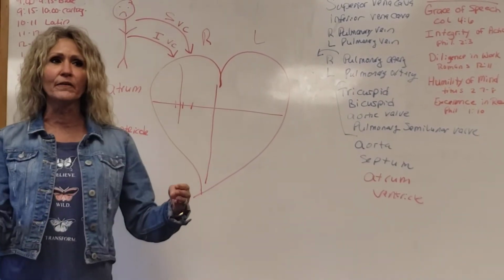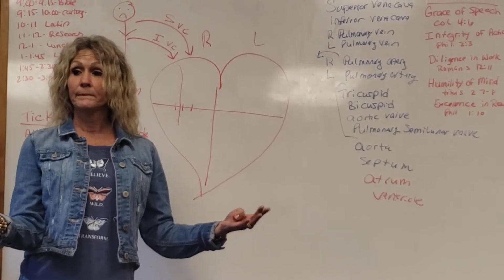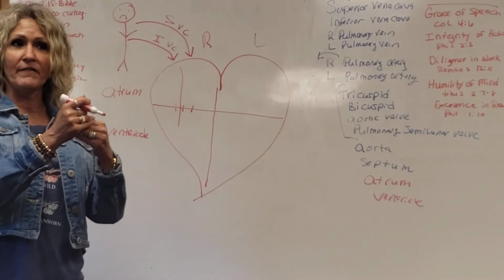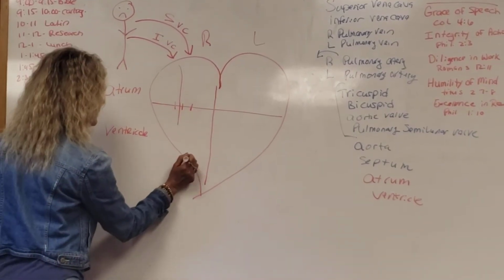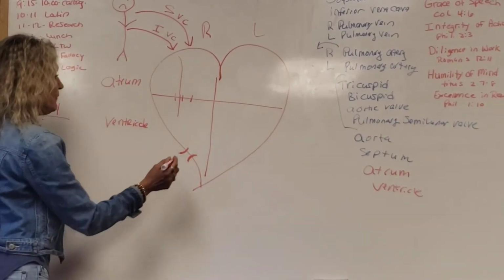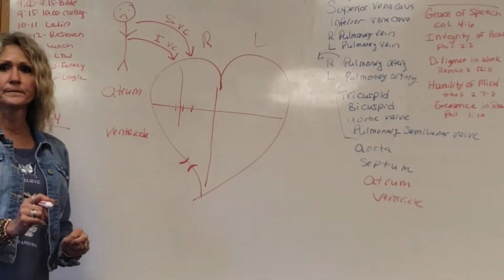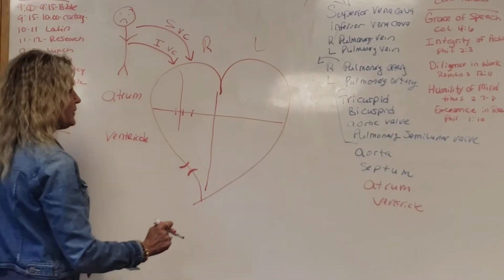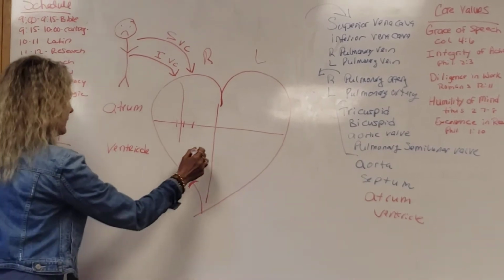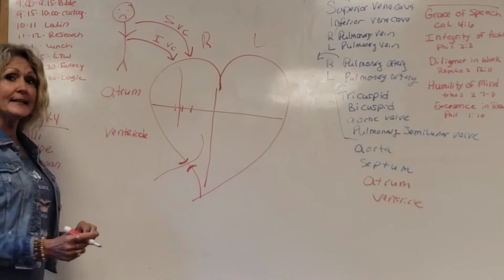Can it just leave, or does it have to go through a valve? Only veins can enter the heart without a valve, so it has to leave through a valve. It's headed to the lungs. So which valve do you think it's going to leave through? The pulmonary semilunar valve. So it's going to go through the pulmonary semilunar valve, and now it's leaving.